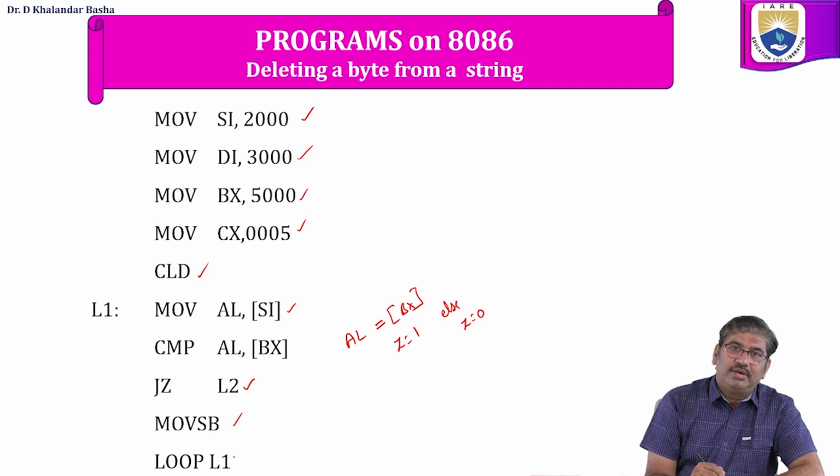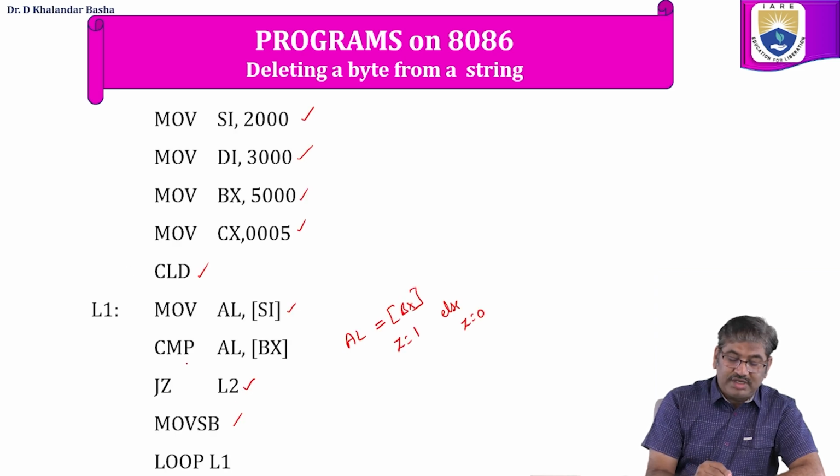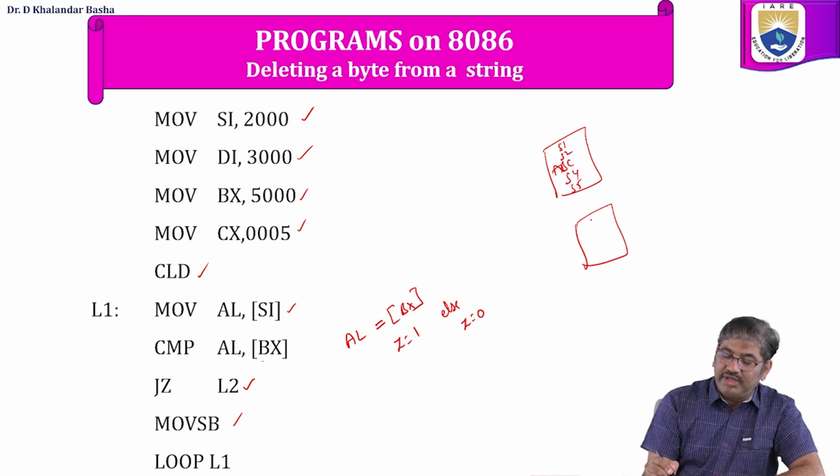Once all the data is copied, we have to terminate the program. So for that, we write JMP L3, where L3 will have the terminating program. So when these two data are equal, then we are jumping to L2. At L2, in the source string, whenever I have the ABC string after S1 and S2, later we have S4 and S5. So S1 will be copied, S2 will be copied, S3 will not be copied, S4, S5 will be copied. So now if you observe, the number of memory locations will be reduced here. So for that purpose, we go for incrementing SI as well as decrementing CX.